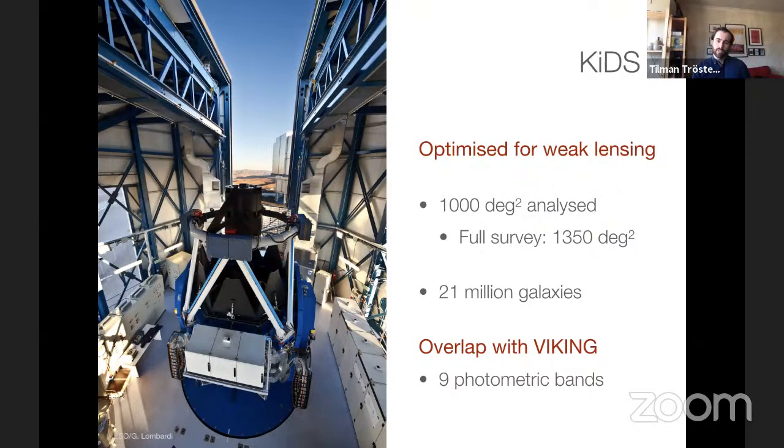That's almost a full survey, so we still have a little bit left, but it's almost there in terms of what we can get out of the science. At the moment, you have about 21 million galaxies that you can use. What makes KiDS unique among the other weak lensing surveys is that we have full overlap with infrared. So we have 9 photometric bands across the whole survey footprint, which gives us quite a lot of confidence in our photometric redshift calibrations.